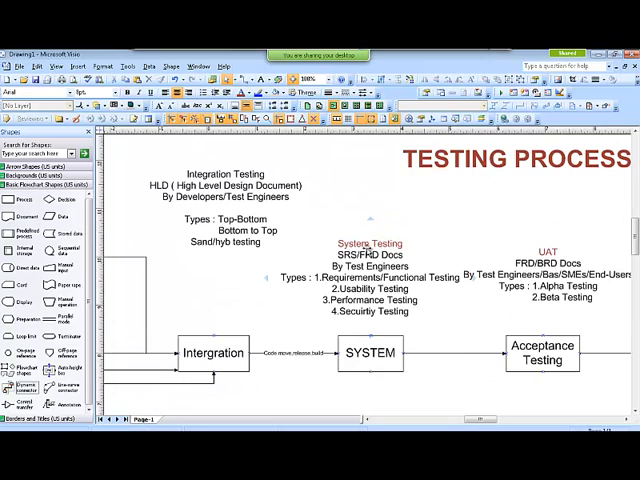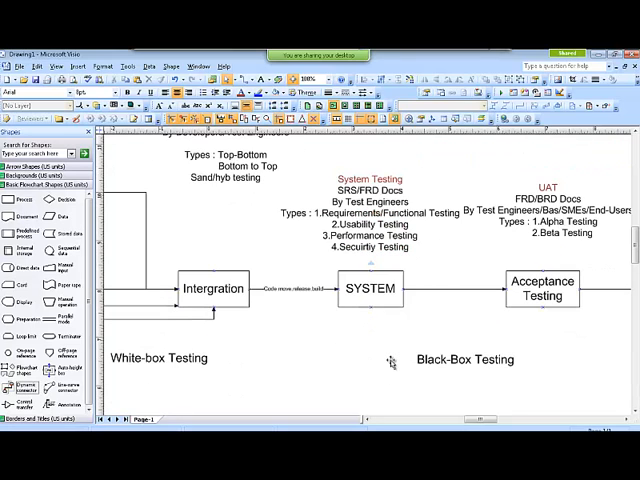So when you are doing system testing or UI testing, you least bother about what is there inside. You only bother about if I am giving an input, whether I am getting a proper output or not. Is everyone clear?